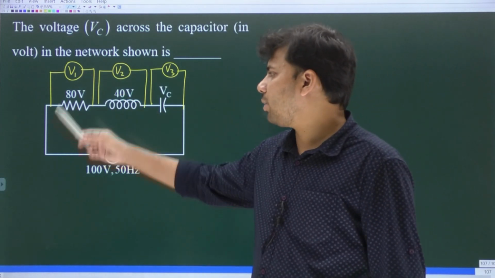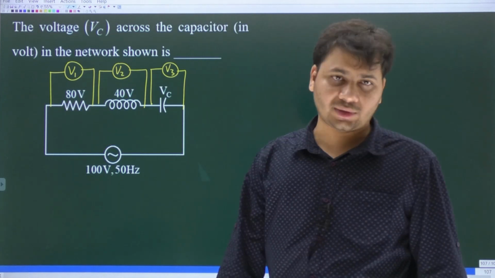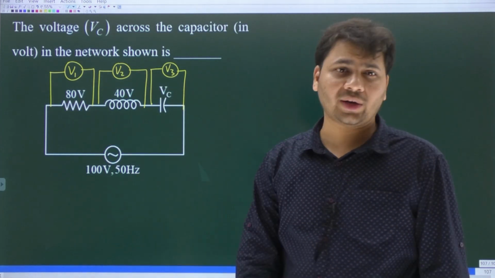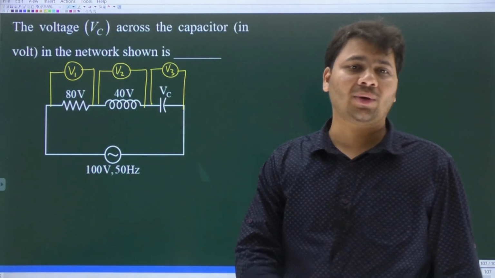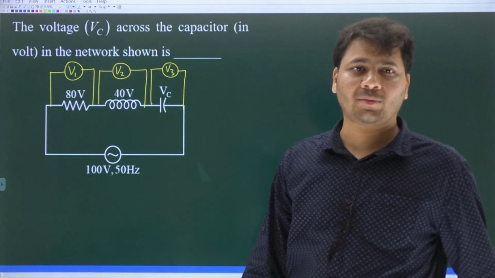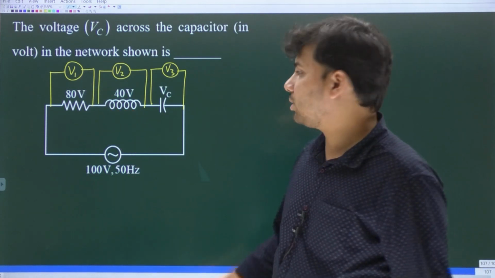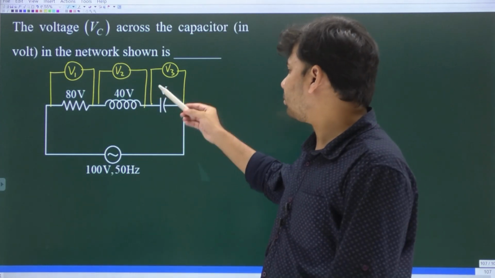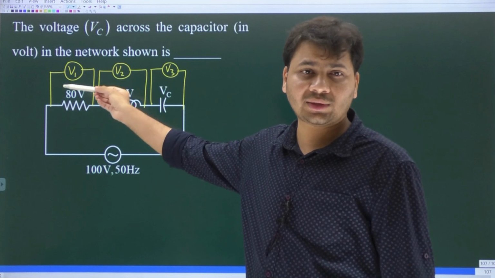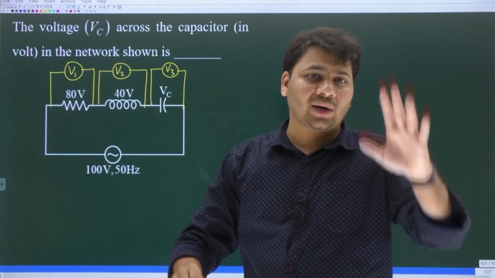So V1 will read the RMS voltage across the resistor. V2 reads the RMS voltage across the inductor. V3 will read the RMS voltage across the capacitor. Already the reading on V1 is 80 volts and the reading on V2 is 40 volts. That means the RMS voltage across the resistor is 80 volts and across the inductor is 40 volts.